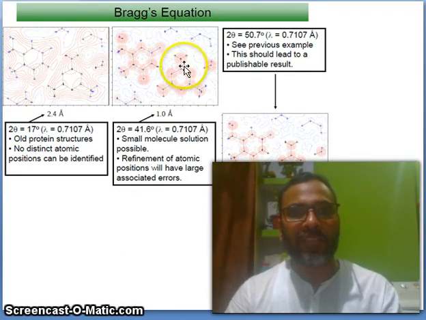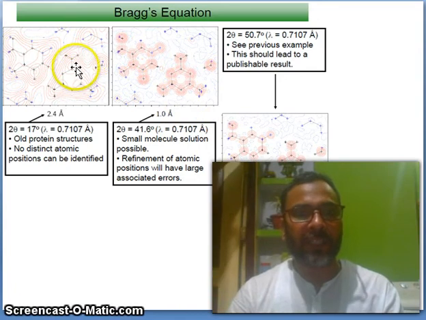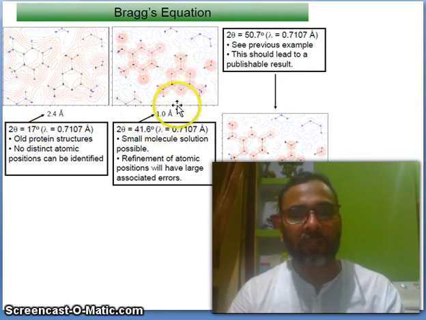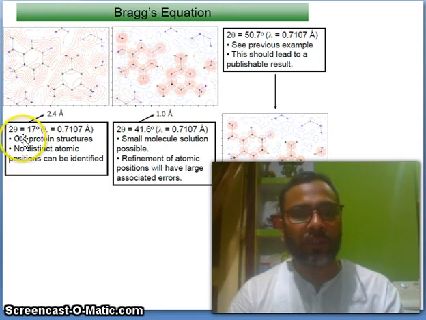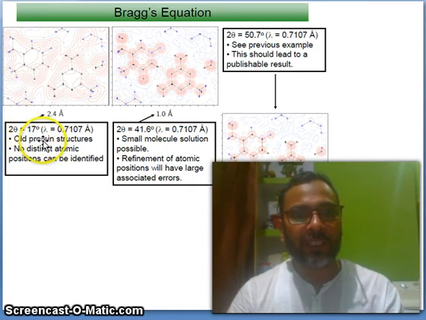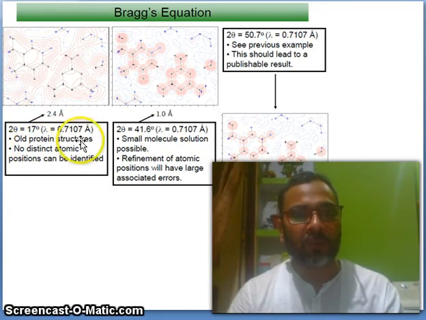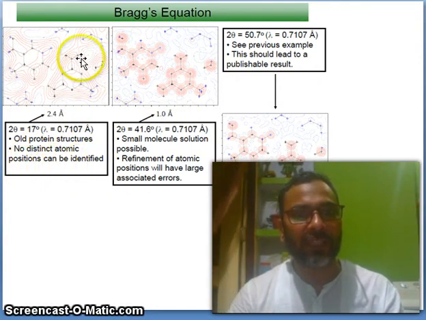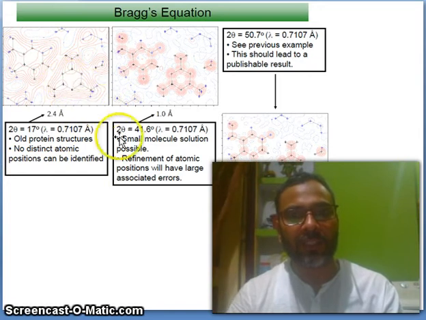So Bragg equation, you see here these 3 pictures. These pictures are based on 2.4 angstrom, 1.0 angstrom, 0.83 angstrom. So 2 theta 70 degree, lambda 0.7107, same. Lambda is same. In the old protein structure, no distinct atomic positions can be identified. You see, the distinction is not very distinct.